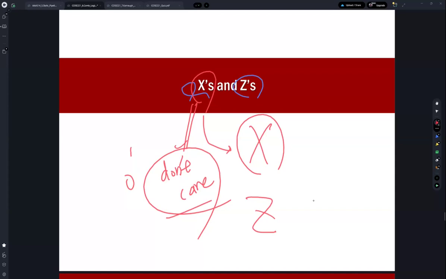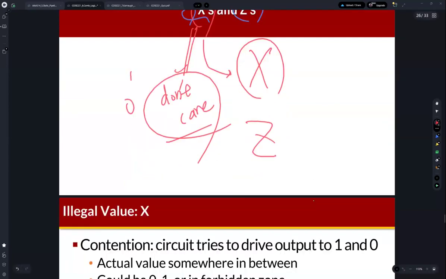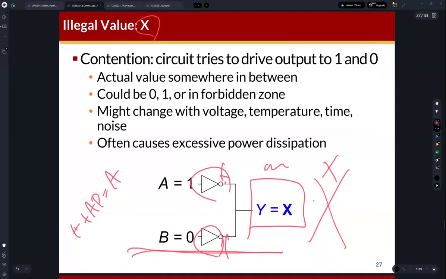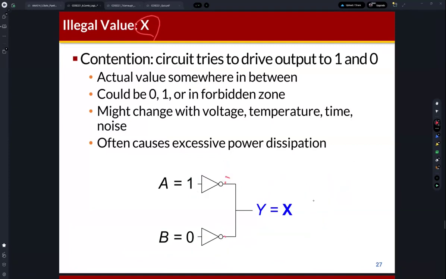Sometimes we need to represent different values or different situations using a digital manner. So we can use some additional symbols or additional values. Firstly, we can use X. X means contention. So what is contention?